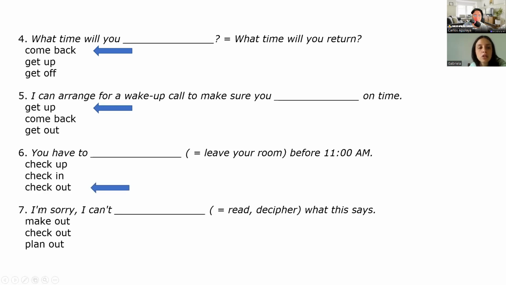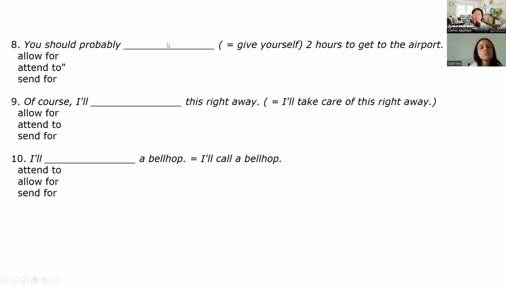Number 7. I'm sorry, I can't make out what this says. I can make out. Yes, because you can understand, right? Make out is understand something that you read. Number 8. You should probably give yourself 2 hours to get to the airport. You should probably allow for, you give yourself. Of course, I'll take care of this right away.